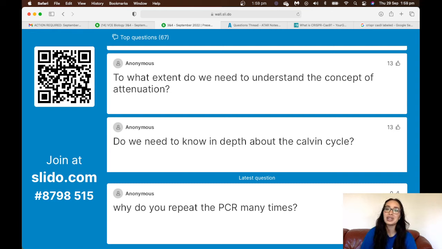exponentially. Throw in a methods term. I nearly failed methods, so I'm really proud of using that word. But it will double each time, okay? Because if you've got one strand of DNA, you double it by the end of it. If you've got two strands, you'll end up with four, and then eight, and then you just keep doubling over and over. So it will increase exponentially, and you'll end up with a ton of DNA to work with.